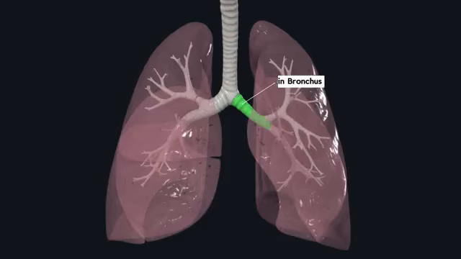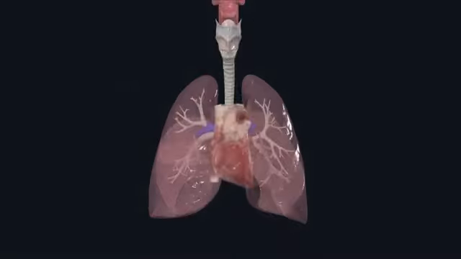Left main bronchus, it is more horizontal. Its angle from the trachea is approximately 45 degrees. It is longer than the right bronchus because it has to cross over the heart to reach the left lung.